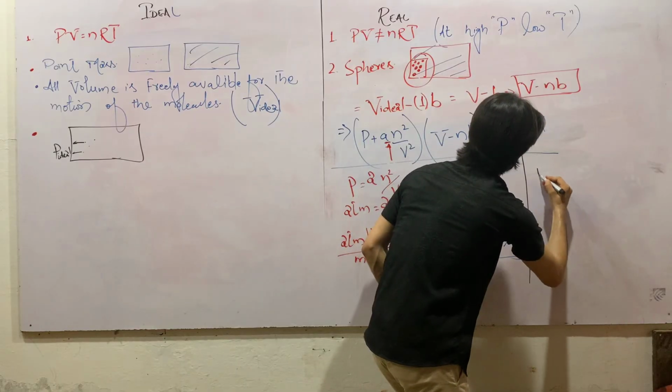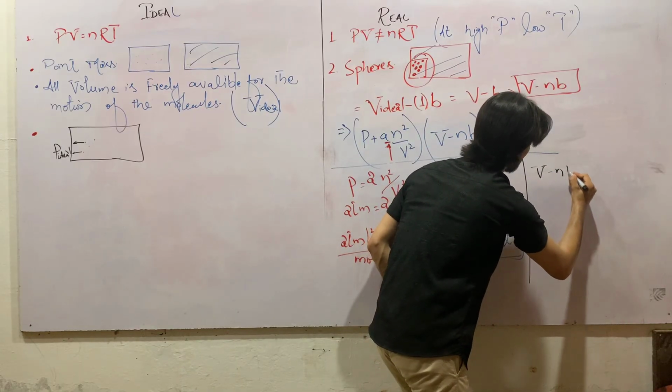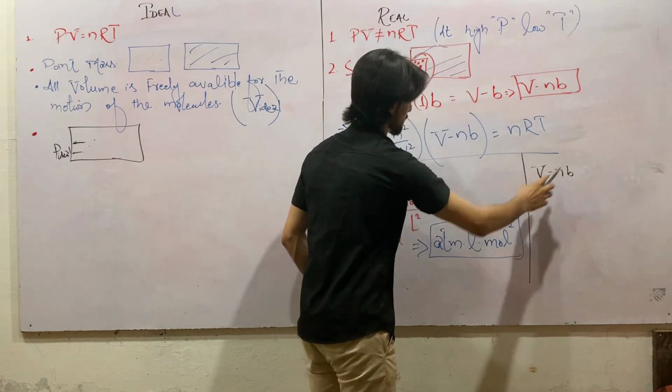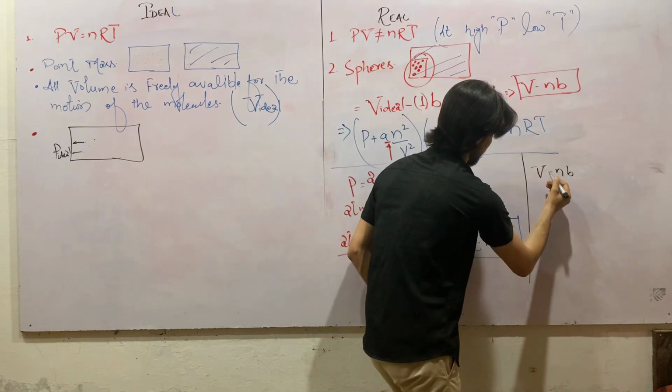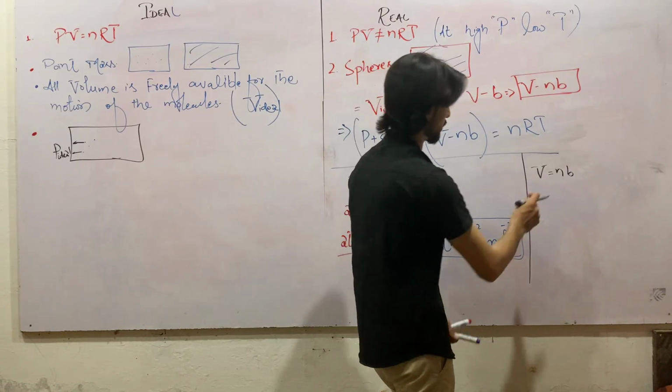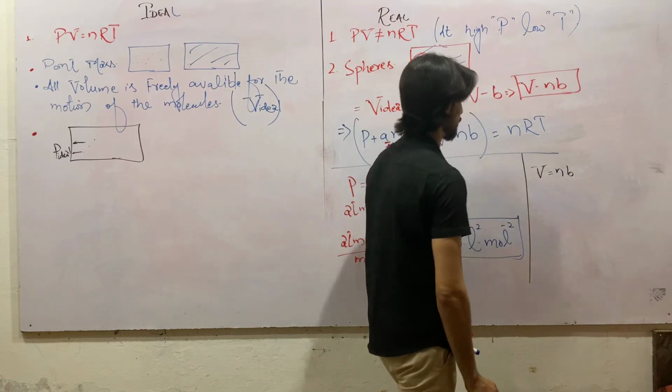Again, V minus nB. As I said, for addition and subtraction, you must have the same dimensions. So I can put the equation because both sides are equal, so I can put an equality sign.